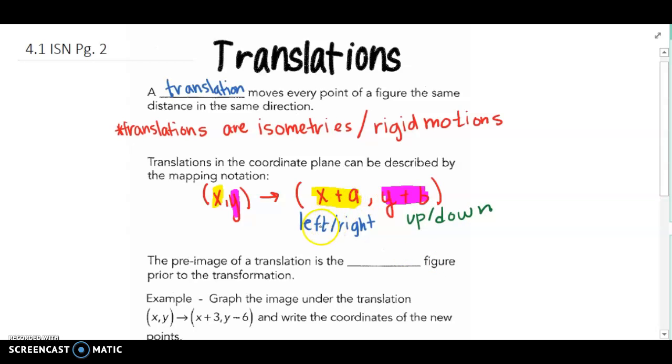If we're going left, the a will be negative, and if we're going right, it will be positive. If we're going up, b would be positive, but if it was y minus a number, we would be going down. It'll make more sense after we do some examples.